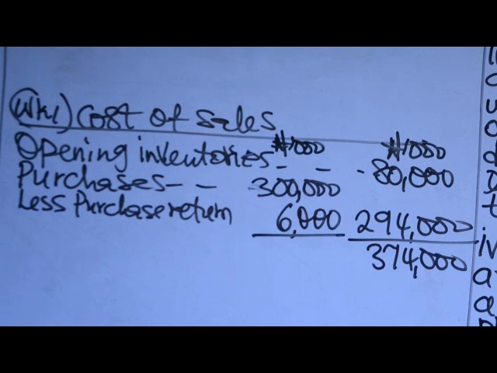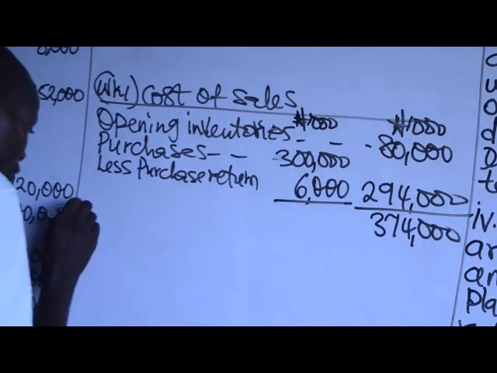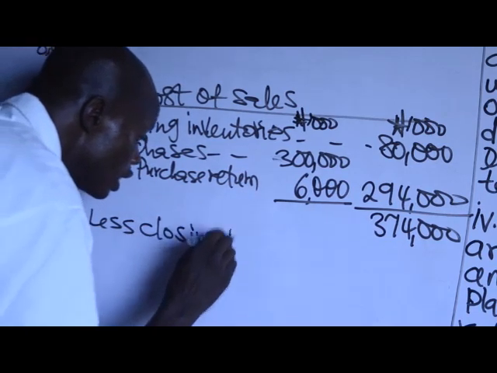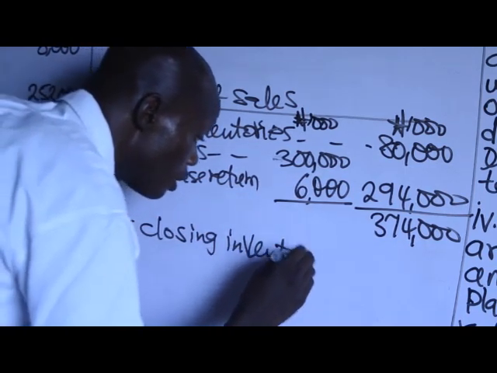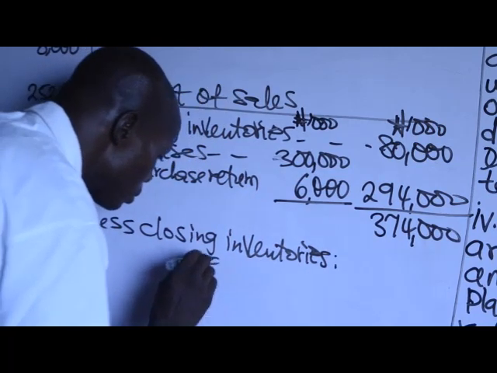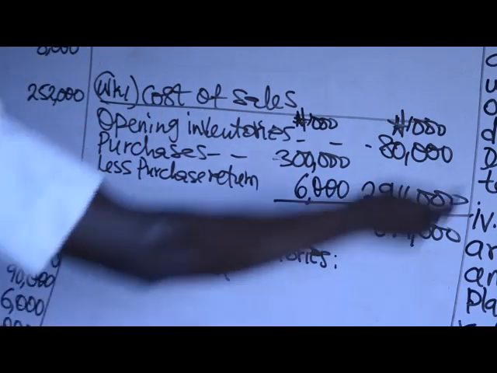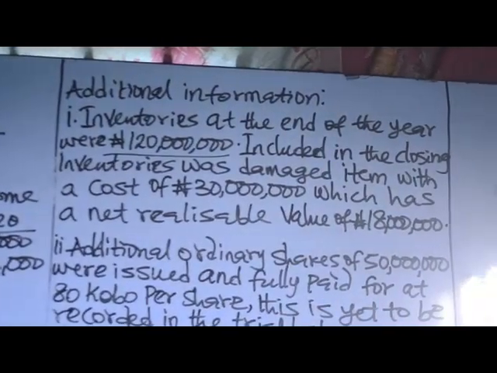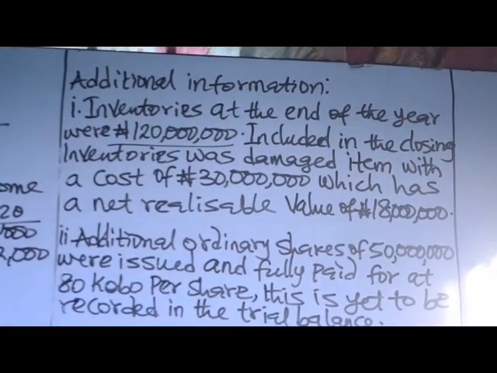Then after purchases has been considered, now let's consider our closing inventories. Remember the measurement of inventory in accordance with IAS 2, that inventory should be measured at the lower of cost and net realizable value. So, less closing inventories. We have the cost. Back to note 1. Inventories at the end of the year were 120 million naira. So the cost of the inventory is 120 million naira.